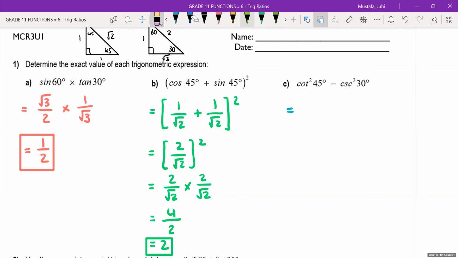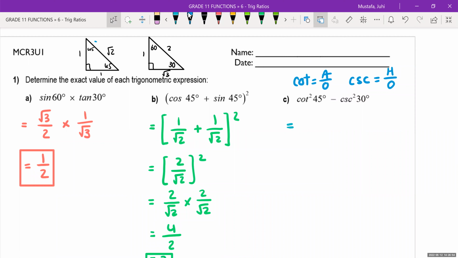So if we recognize that cotangent is adjacent over opposite and cosecant is the hypotenuse over the opposite, then we can go to our triangles and just read off the numbers according to this set of rules. So cotangent 45, I'm going to be using this over here. And I'm going to figure out adjacent is 1 and opposite is 1. So you have to be really careful. Adjacent is just 1 and opposite is just 1. So this is going to be 1 over 1, all of it squared.